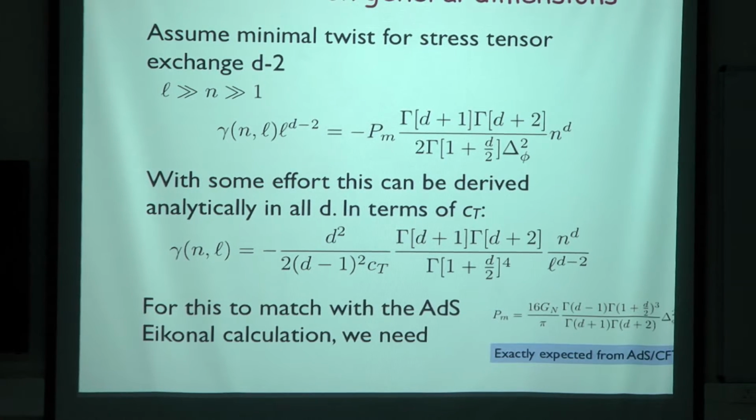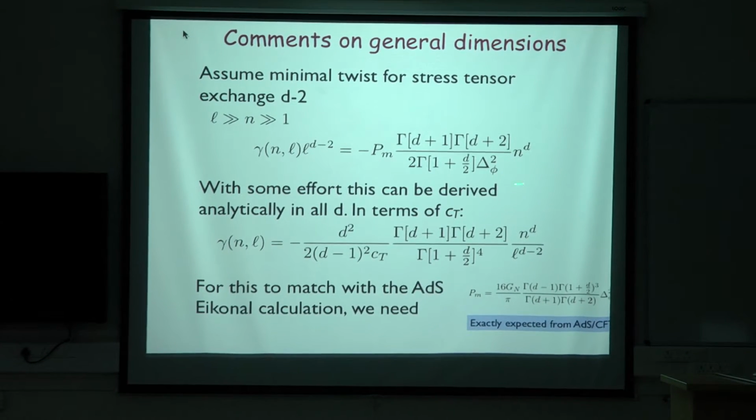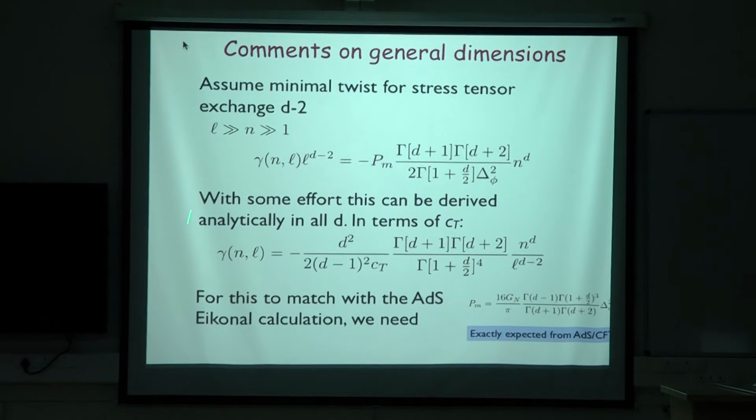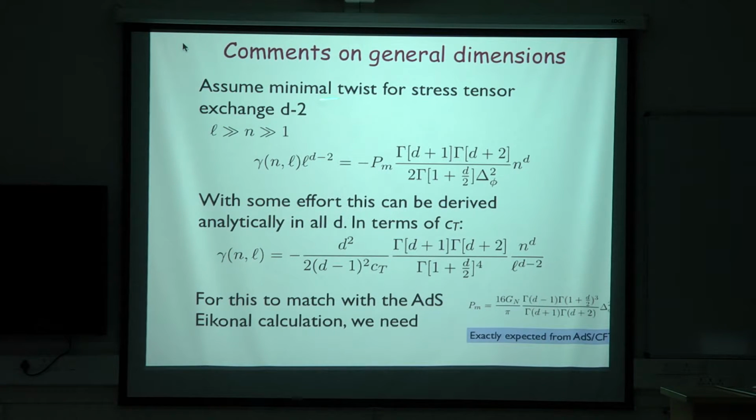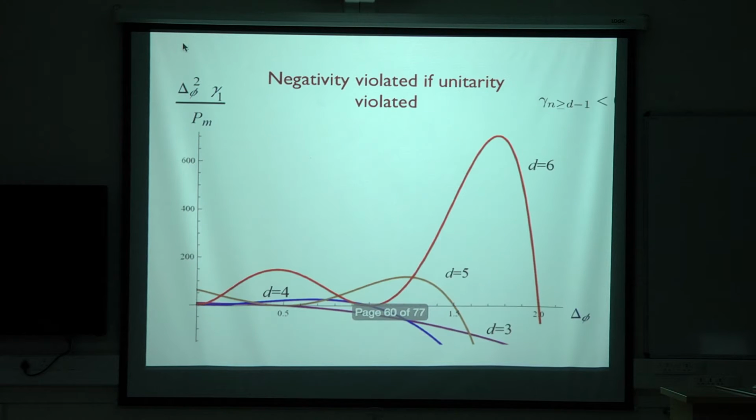So let me quickly comment on the general dimensions. You can do similar analysis in general dimension, and you'll get some d-dependent expressions. And to cut a long story short, if your minimal twist for the exchange on the S channel is the stress tensor, then you get a bunch of expressions which match exactly with the AdS eikonal calculation that was done. So also you can plot the anomalous dimension for various values of delta phi as a function of n, and as you can see, they all coalesce for large values of n, which is exactly what our formulas are predicting. In arbitrary dimensions, so this is for d equal to 3, 4, 5, 6, the same pattern continues.